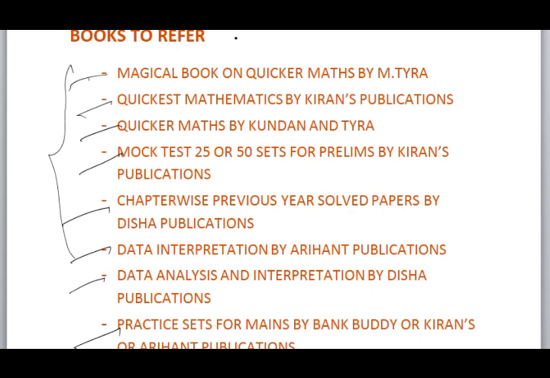Now, many teachers will suggest R.S. Agarwal. If you have no knowledge of quantitative aptitude, then only I will suggest going for R.S. Agarwal. If you have basic knowledge, like if you have studied these things in 7th, 8th, 9th correctly, then there is no need to start from R.S. Agarwal. Directly you can go for M. Tyra.